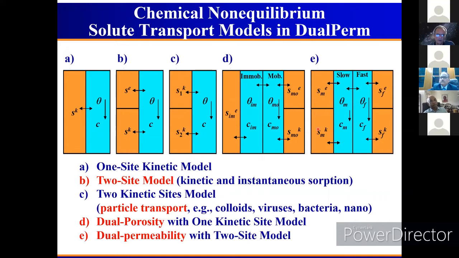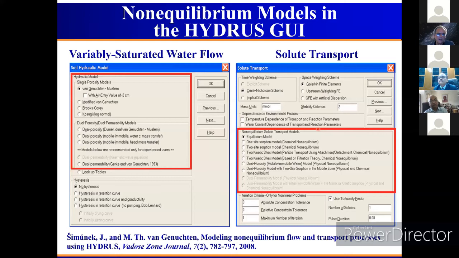This is how you would find that in the HYDRUS model, where you can select the physical non-equilibrium models here, dual porosity, dual permeability, and here where you can select the chemical non-equilibrium models, such as one-site sorption model, two-site sorption models, etc. I should mention that most people use the equilibrium models, but for laboratory studies, often people use these more complex models as well. And we describe all these models with Rien van Genuchten in this paper in Vadose Zone Journal.